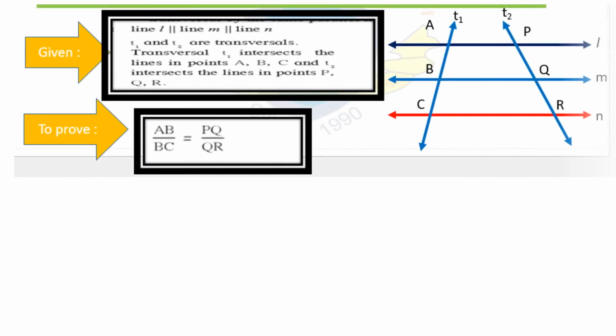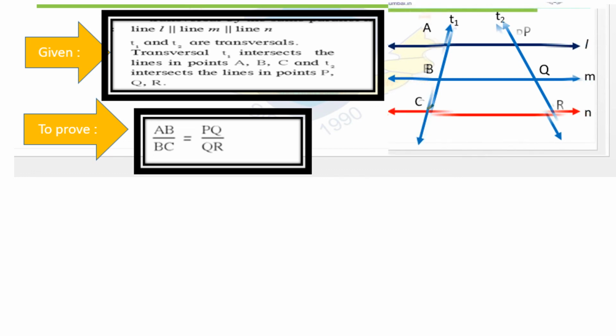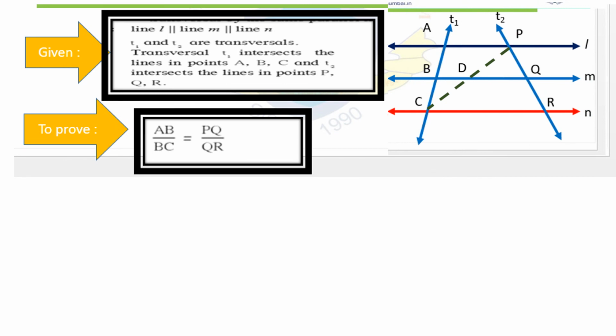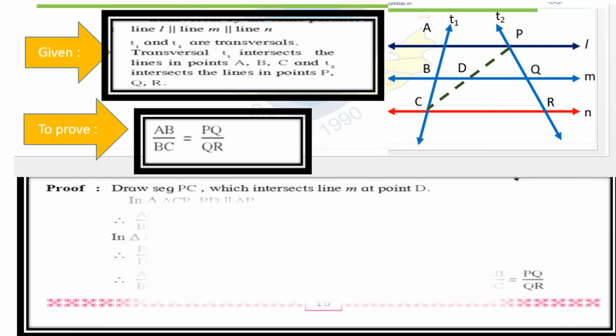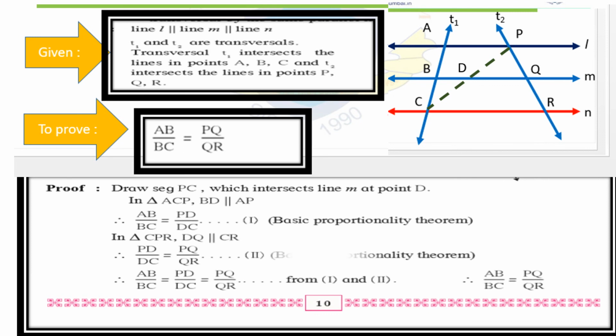To see the theorem right from the beginning, given, to prove, we need to prove AB upon BC equals PQ upon QR. We have done one construction. We have joined P and C. Segment PC intersects line M at point D. You can see this proof on the screen. Draw segment PC which intersects line M at point D.